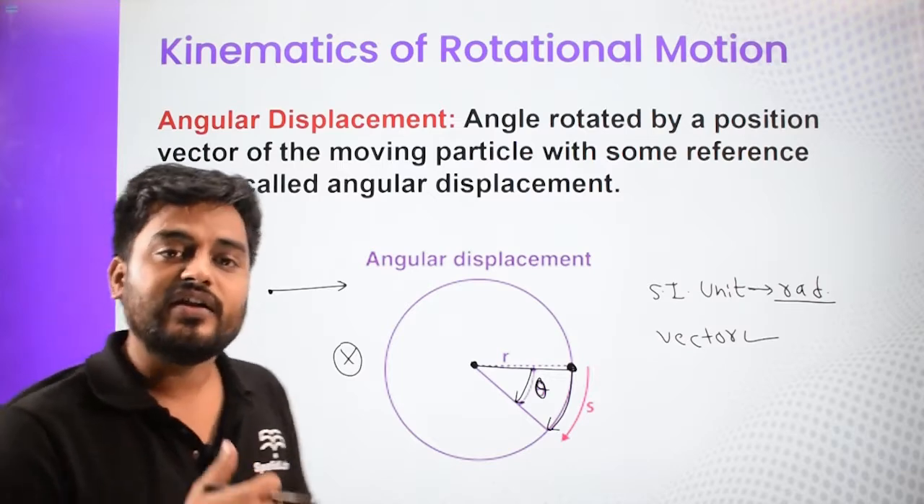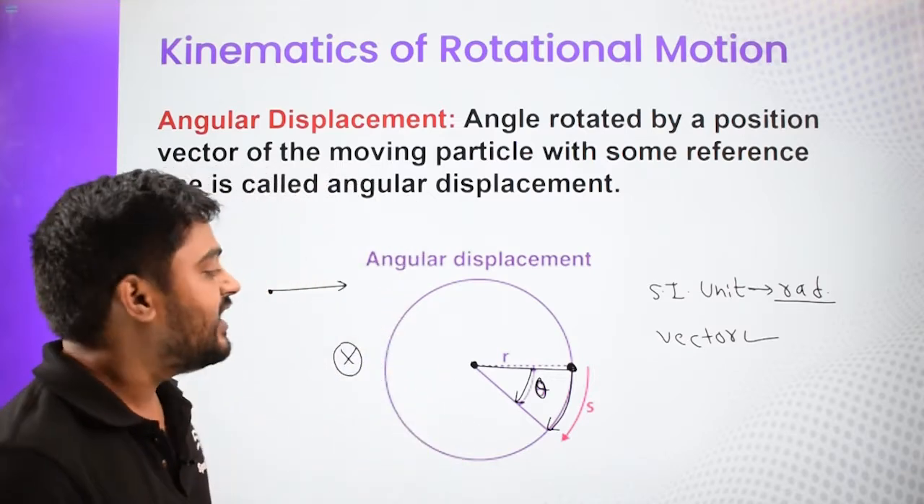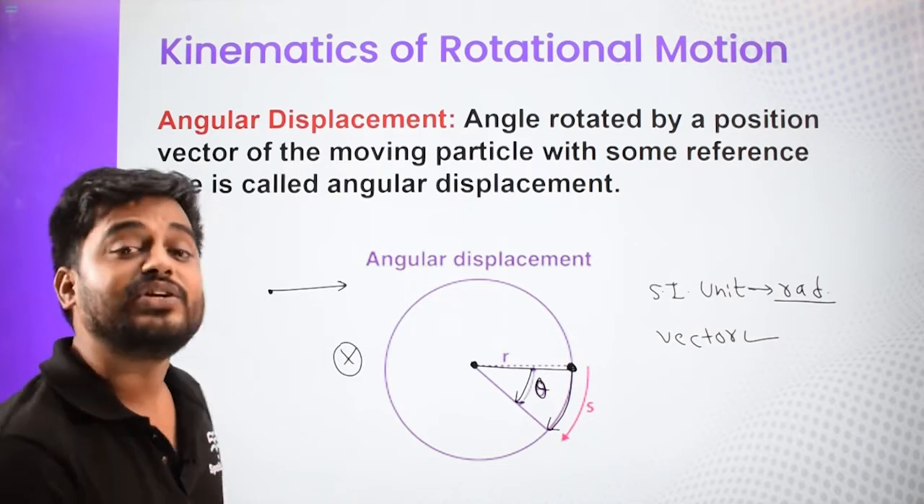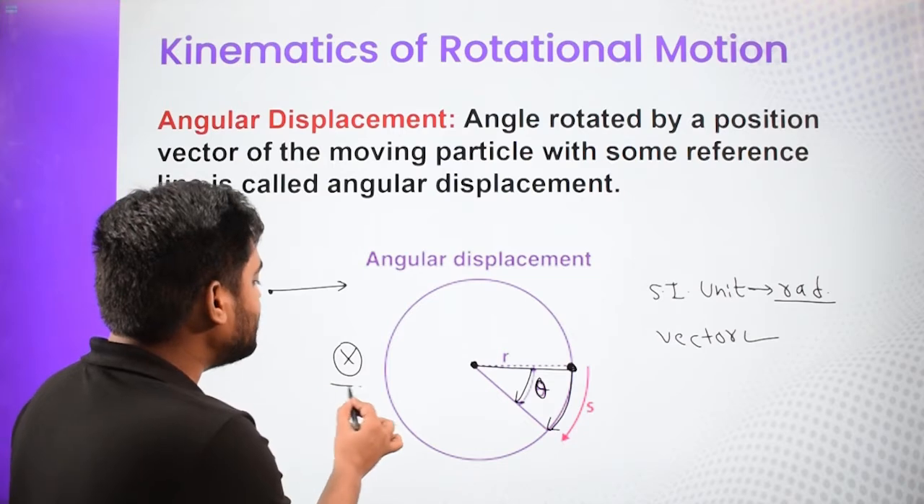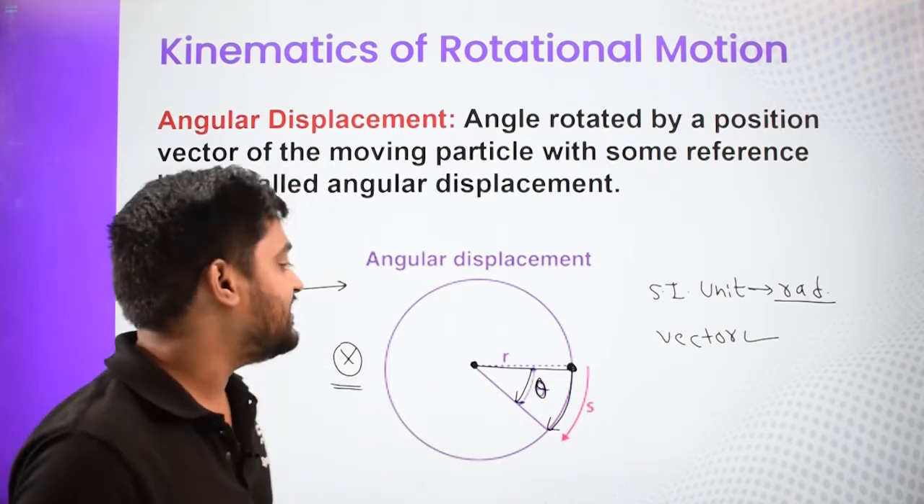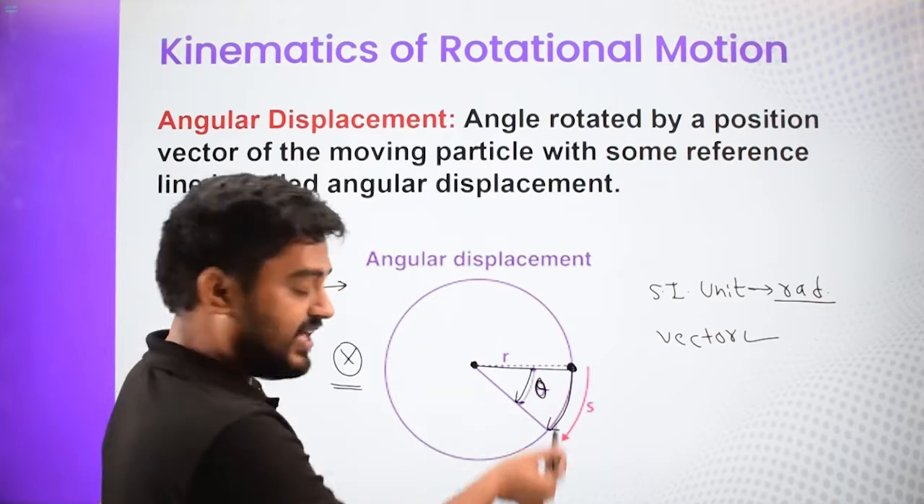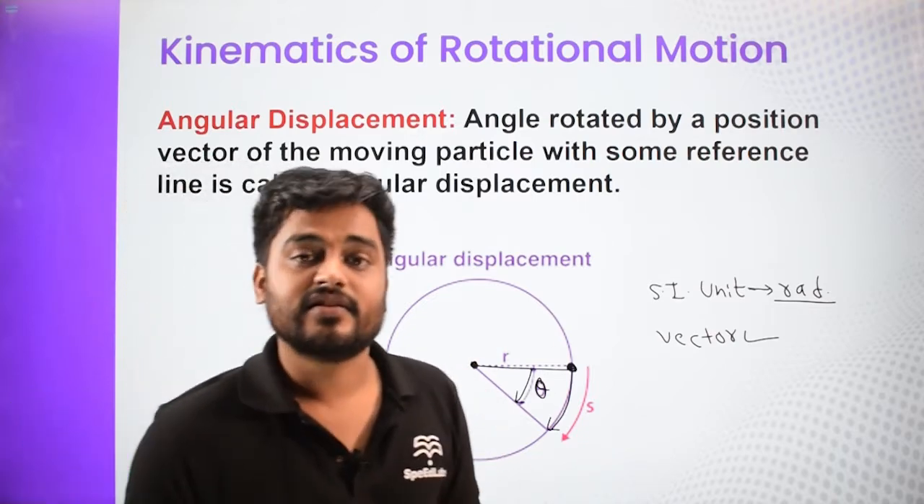So generally if it is anti-clockwise, then it is out of the plane of the paper. And if it is clockwise, then it is into the plane of the paper. In this case, it is moving clockwise. So we will say into the plane of the paper. So direction of angular displacement is perpendicular to the plane, and it is passing through the center. So kind of it's along the axis, right?